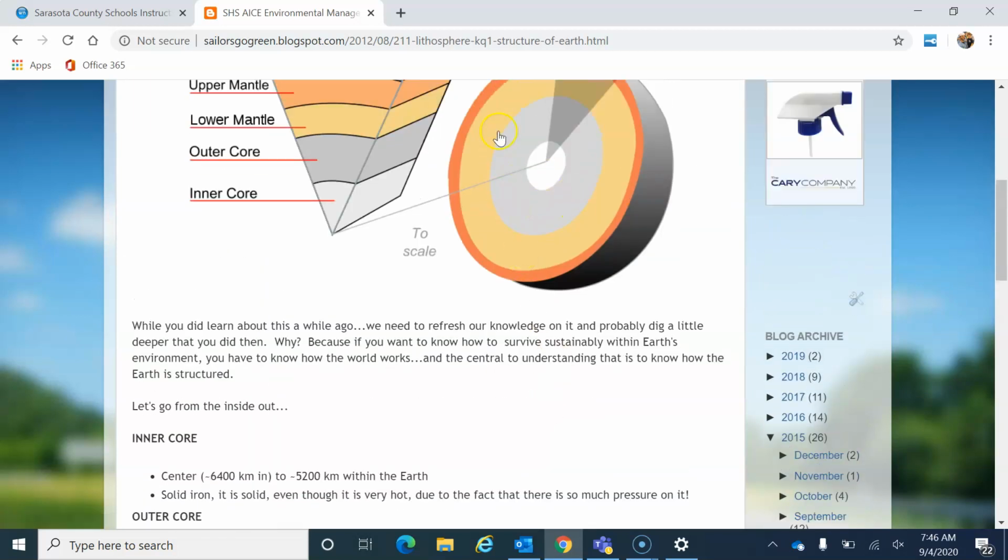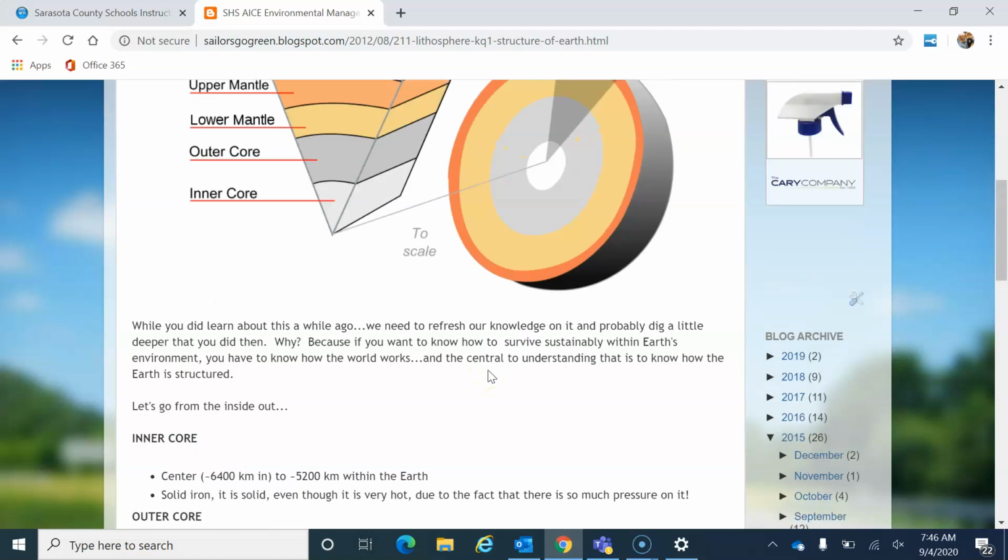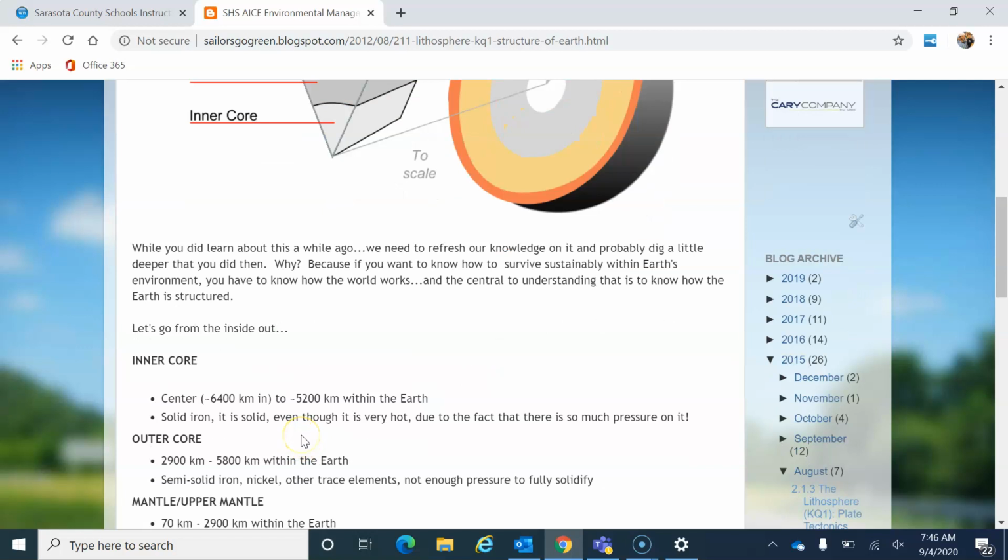The outer core is the next layer, this layer right here. The outer core is 2,900 to 5,800 kilometers within the Earth. So that's almost 3,000 kilometers, so it's thicker. It's semi-solid, so it's almost like it's molten. So it's not quite liquid, but it's not super solid. It doesn't have the pressure that the inner core has, so it won't be as solid as the inner core, but semi-solid. It's nickel, iron, and other trace elements.